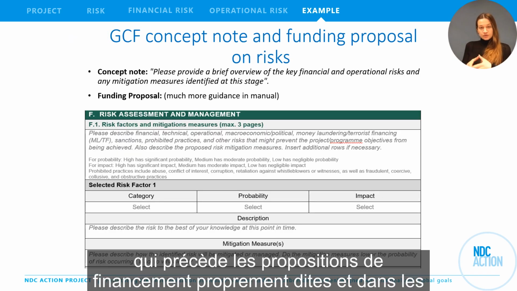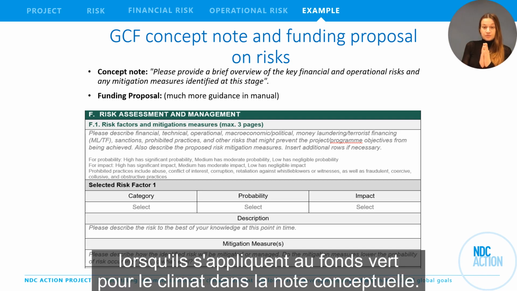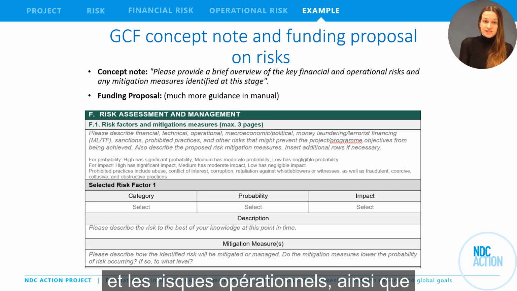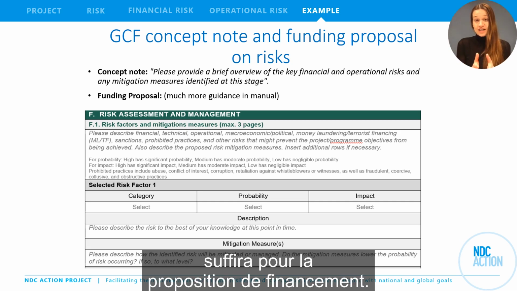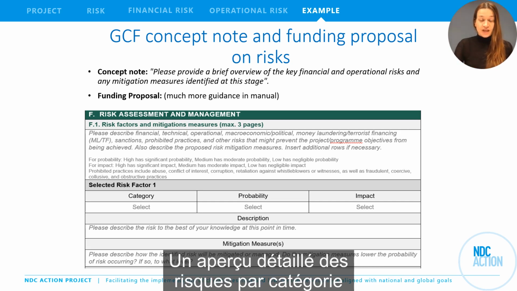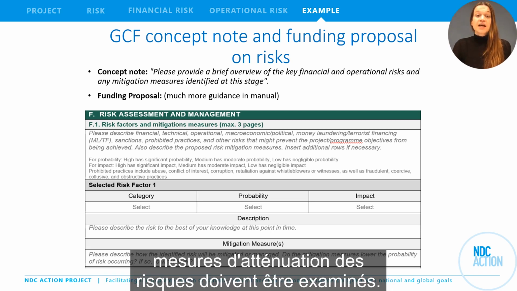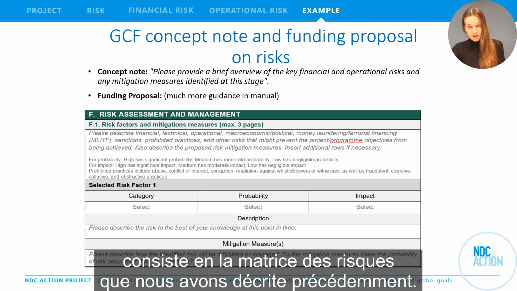Both in the concept note stage that precedes the actual funding proposals and in the actual funding proposals, applicants are required to discuss risks when they apply to the Green Climate Fund. In the concept note, a brief overview of key financial and operational risks and any mitigation measures identified at this stage will suffice. For the funding proposal, a detailed look at risk per category, the probability and impact, and risk mitigation measures have to be discussed. As you can see, this format consists in the risk matrix we described earlier.